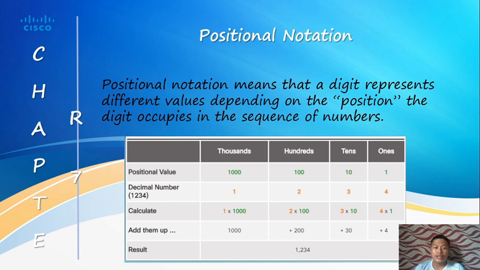Positional notation. Positional notation means that a digit represents different values depending on the position the digit occupies in the sequence of numbers. So this is an example of positional notation. These are the digits: the thousands, hundreds, tens, and ones.